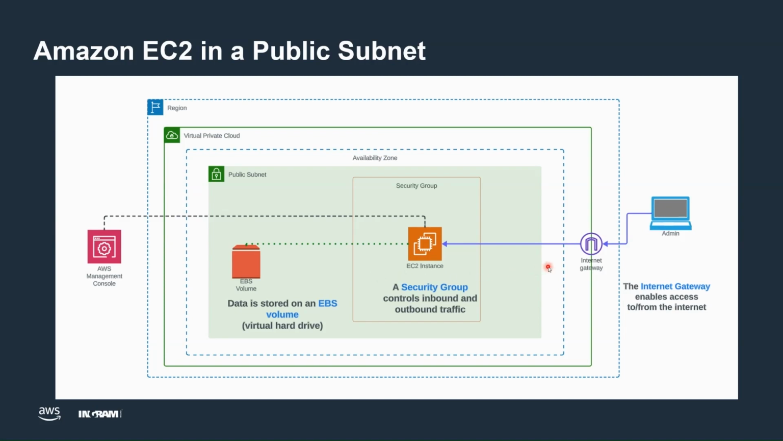We'll have to connect in on the internet using an internet gateway. The internet gateway enables access to and from the internet, and we can then manage our systems running in the public subnets directly across the internet. So, like I mentioned before, we'll set up a Windows instance and a Linux instance.